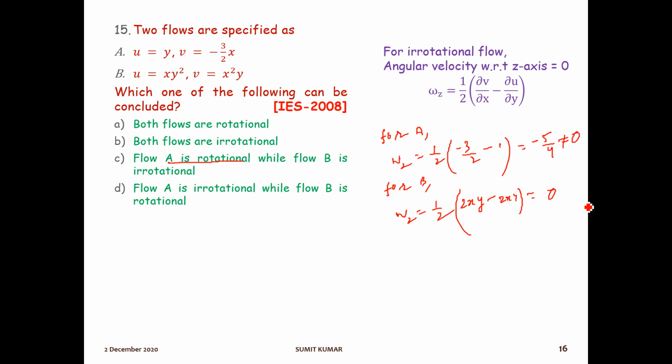It means B is irrotational flow. Omega z is coming 0. So flow B is irrotational. Here for A, this is not equal to 0, so it is rotational, and since it is coming 0 for B, it is irrotational flow. So we can say the flow A is rotational and flow B is irrotational. So option number C is the right answer for this question.